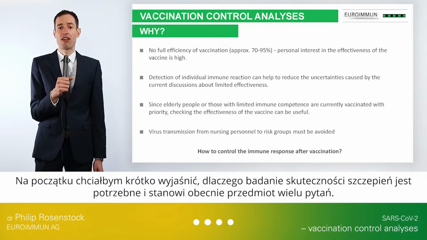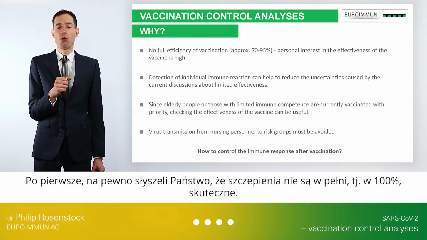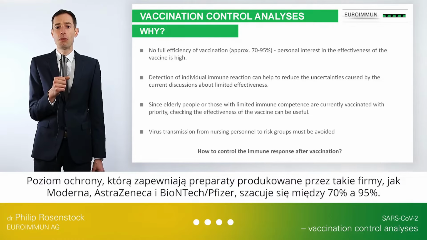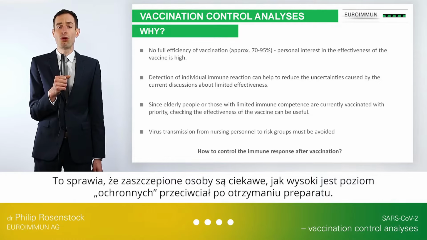So why is vaccination control now frequently requested? First of all, you might have heard that the vaccines themselves do not show a complete vaccination efficiency. That means protection rates between 70 and 95% were described for vaccines like Moderna, AstraZeneca and BioNTech Pfizer. Thus, there is a personal interest to check if an individual has reached a protective antibody titer.